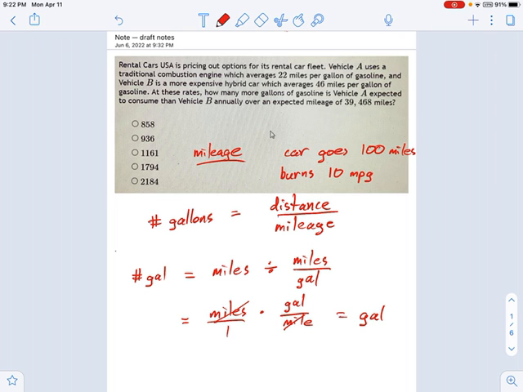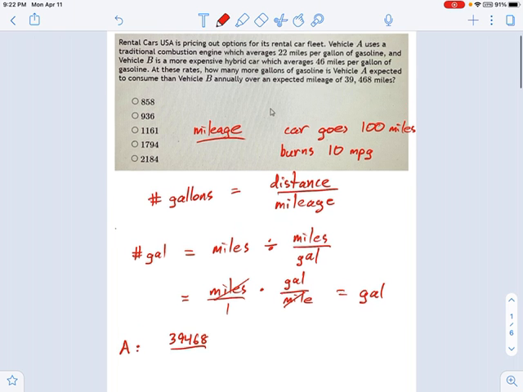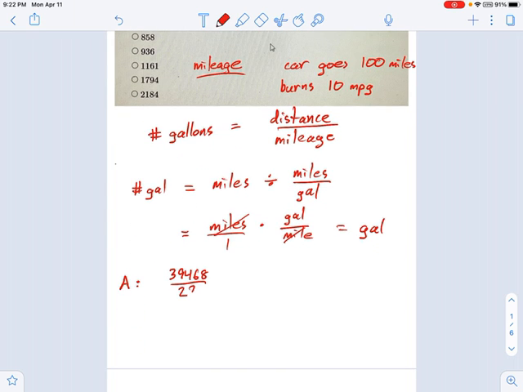Let's bring it back to this problem. I've got vehicle A, and it has to go 39,468 miles. And its mileage rate, if I look back in this problem, where was A? Here we go. 22 miles per gallon. So 39,468 divided by 22. Okay, that's going to be 1,794 gallons of gasoline to go about 40,000 miles.